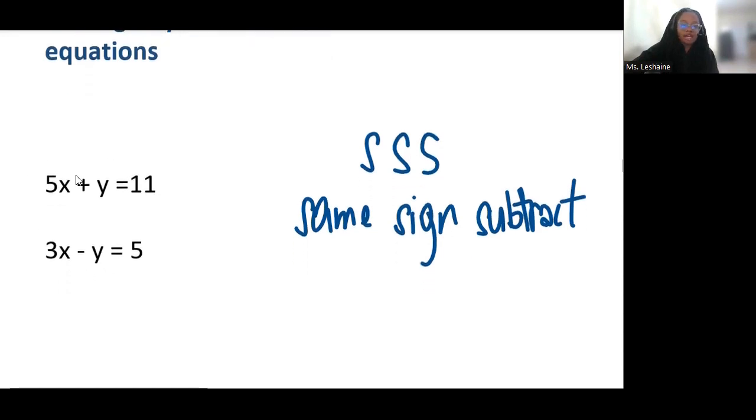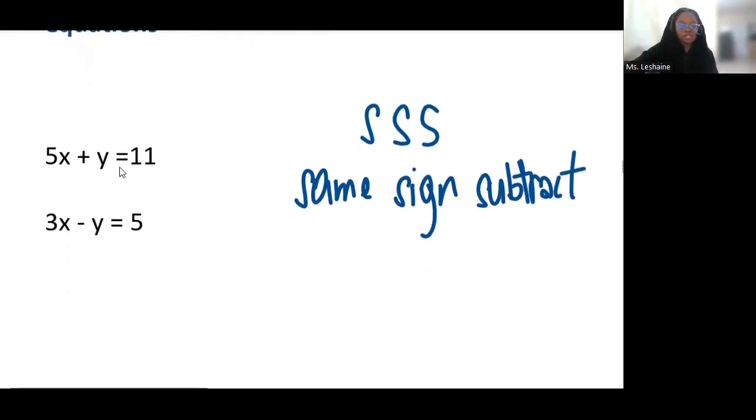Looking at the problem that I have right here, I have 5x plus y is equal to 11. And I also have 3x minus y equals 5. Now, the first thing that you want to do is look to see if you have any terms that are the same. So we're not focusing on the signs as yet. So we have a y at the top and we also have a y at the bottom. One is a positive y and one is a negative y, but that's okay, as long as they are the same.